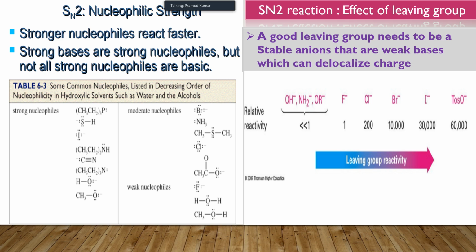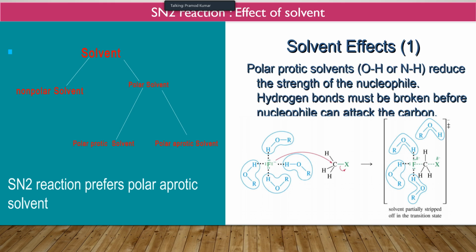So anything that stabilizes the anion, that is a weak base and can delocalize the charge, is a good leaving group. OH and NH2 are highly unstable ions, so they cannot act as leaving groups. Only higher molecular weight halogens like bromine and iodine, and tosylate, which can be stabilized by resonance, are good. So leaving groups form a stable weak base and can delocalize the charge. This is the effect of the leaving group.